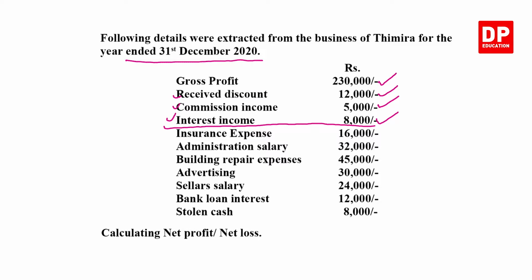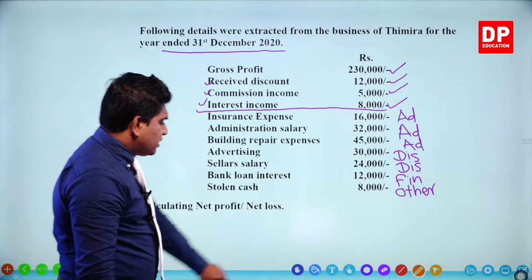Insurance expense, where? Administration. Administration salary also administration. What else? Building repair expense, administration, right? Advertising, where? Distributing expense. Seller's salary, where? Distributing expense. Bank loan interest, financial expense, right? Stolen cash, other expense. Now, it's very easy to do the question, right? Now, we'll see how to do it.